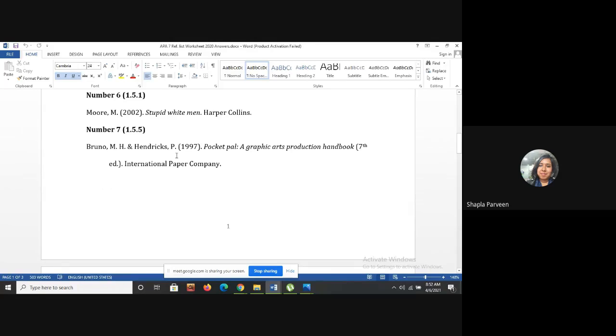Okay? Europe Publications 1996. The name of that book is given, italicized. And then this is the 7th edition. So in brackets, write 7th edition. You can see for edition, it's a small e, small ed dot, okay? If it was a capital E, then that stands for editor, but edition is a small e, ed. And the name of the publisher is given, International Paper Company.